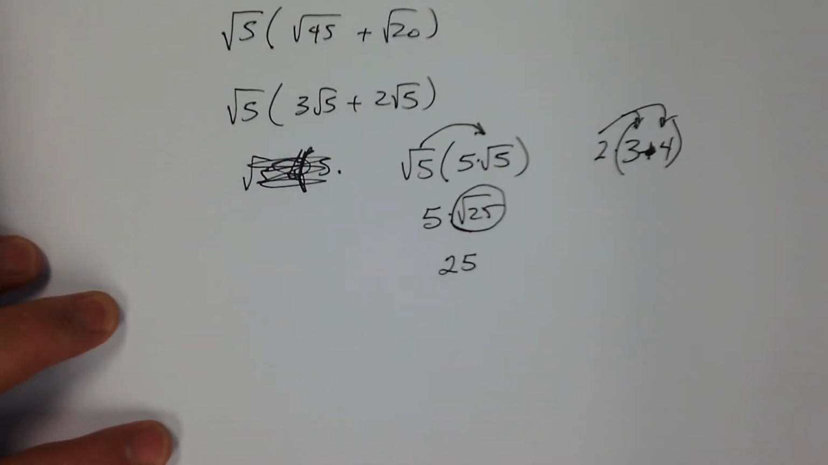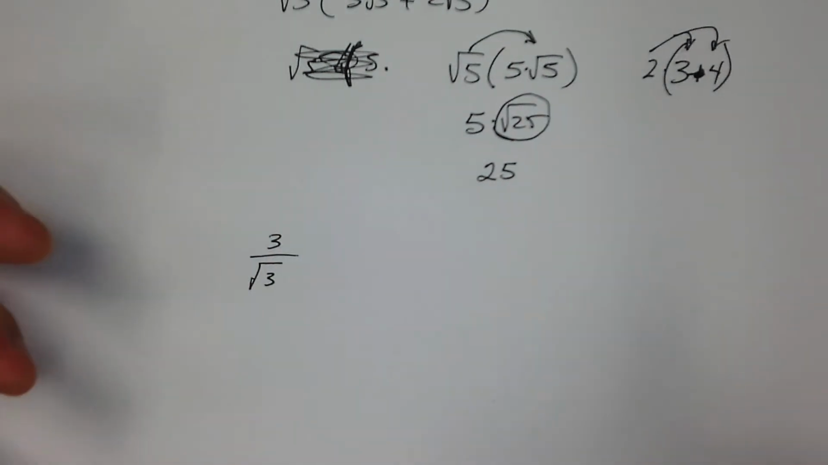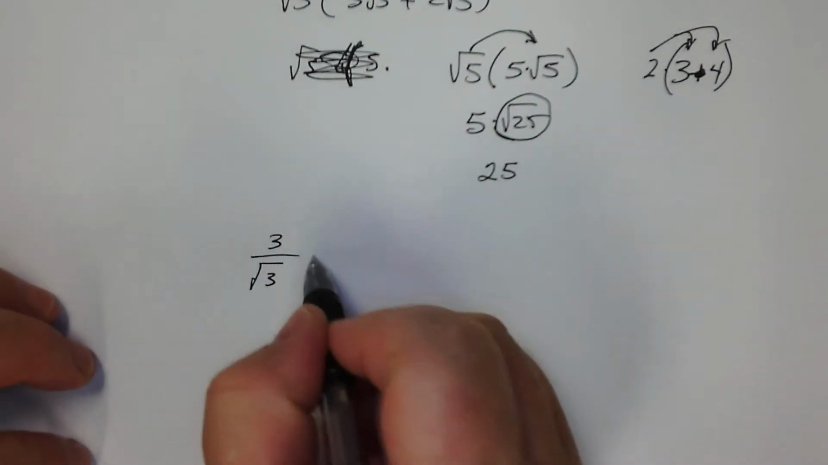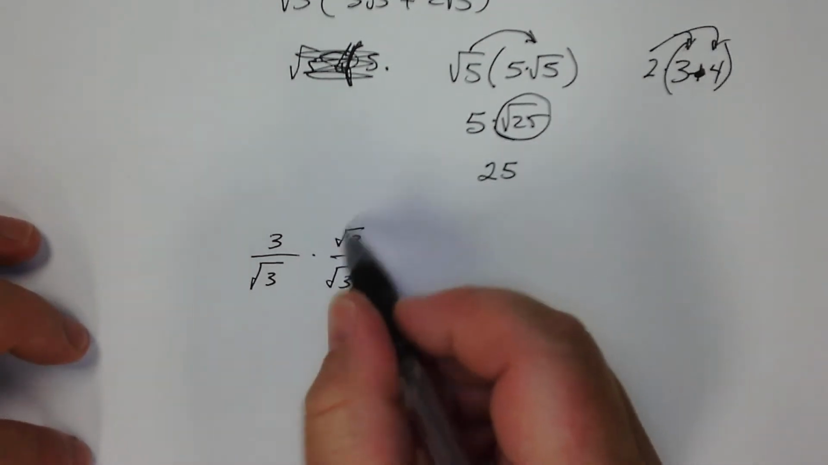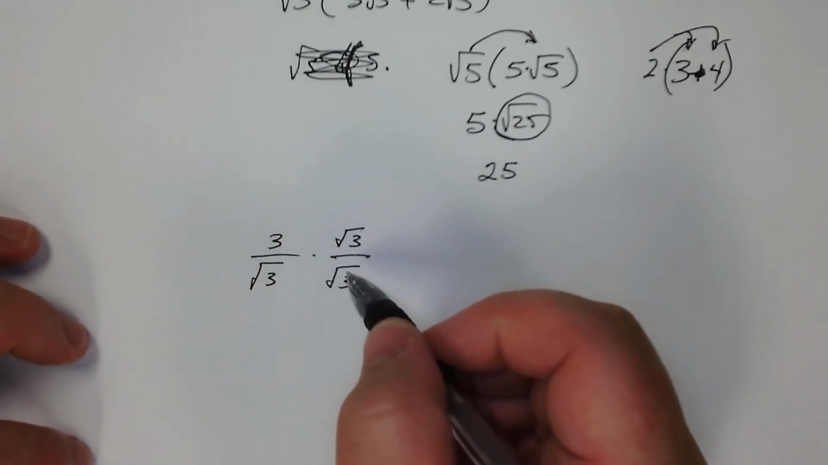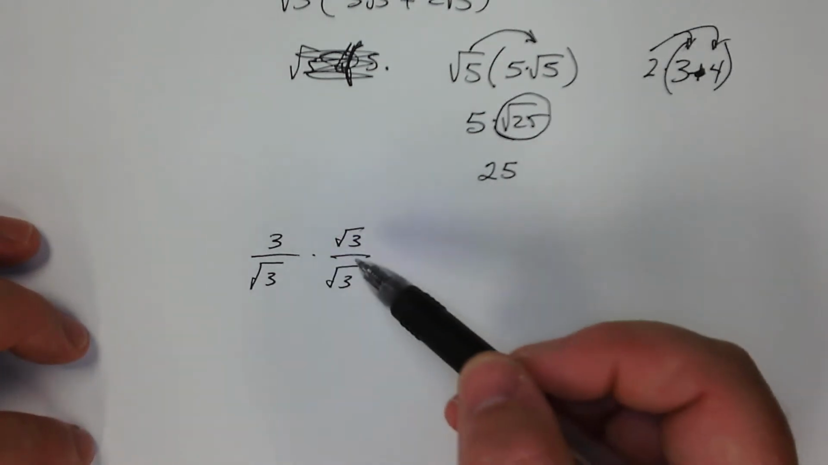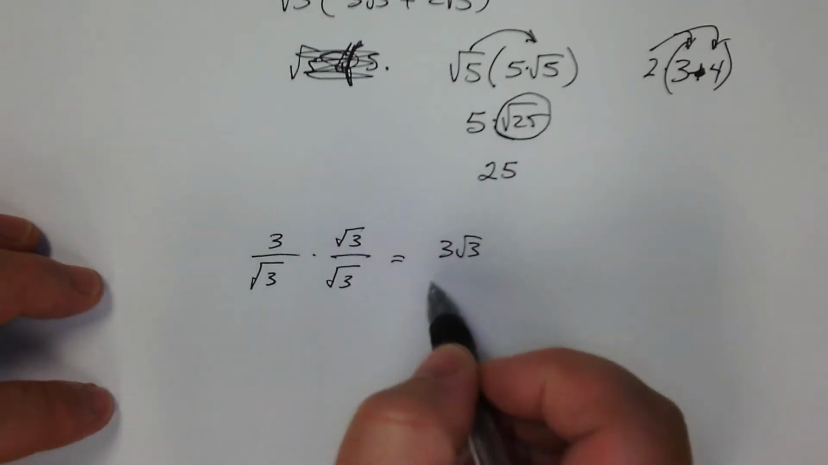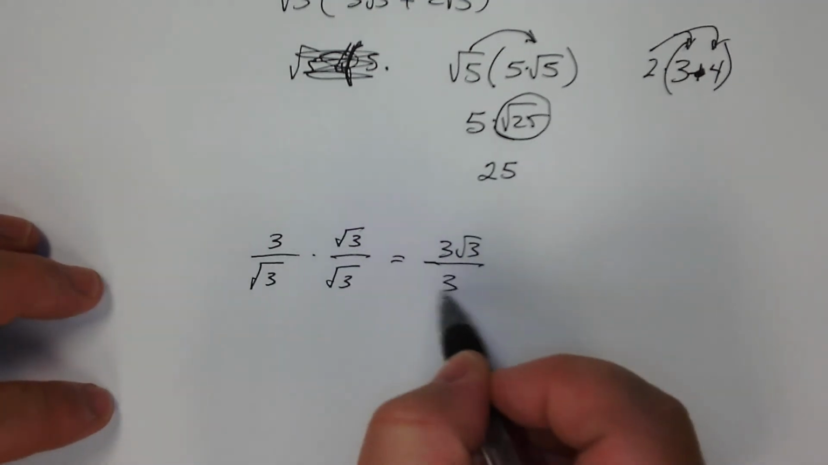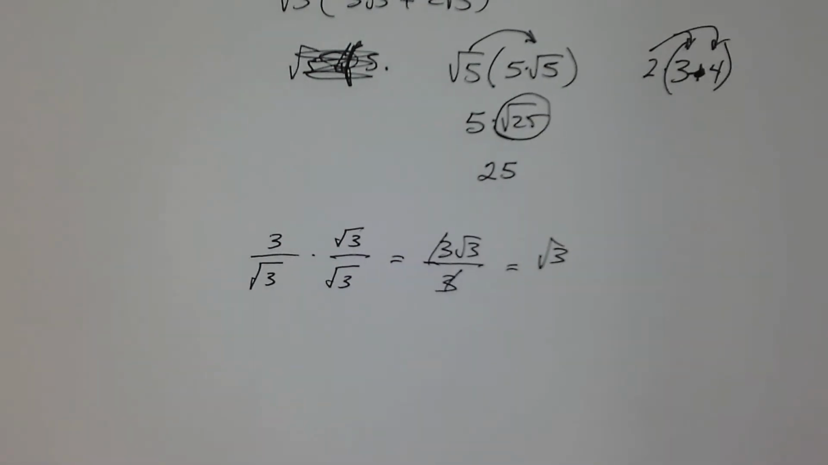Couple more left. 3 over the square root of 3. So this is an irrational denominator. We have to fix that. We're going to rationalize the denominator. This number equals 1. When you multiply a number by 1, something divided by itself is 1, it doesn't change the value. So here's what we got on the top, 3 root 3. On the bottom, square root of 3 times the square root of 3 is 3. That can be reduced to just square root 3.